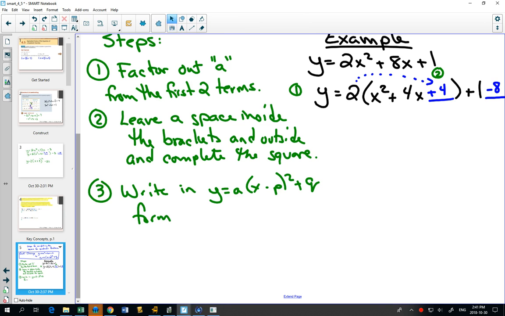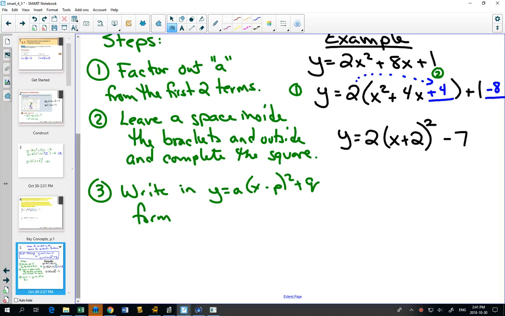you can now write it in the standard form. So we have y equals 2(x plus 2) squared minus 7. And we can tell that our vertex is at negative 2, negative 7. We know that it's going up, goes over 1, up 2, over 1, up 6.